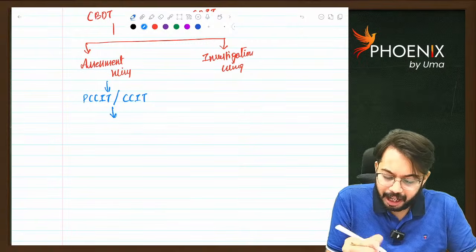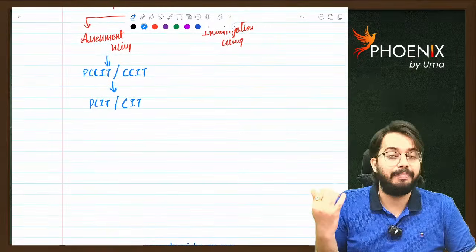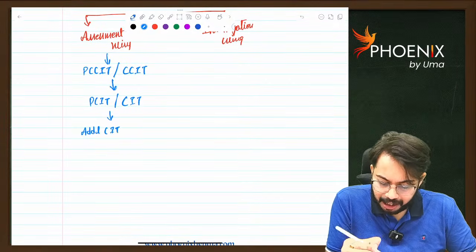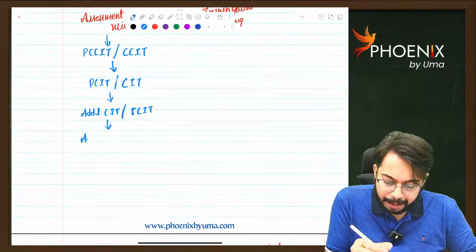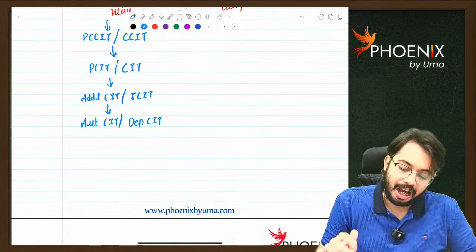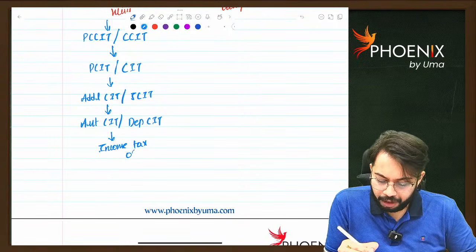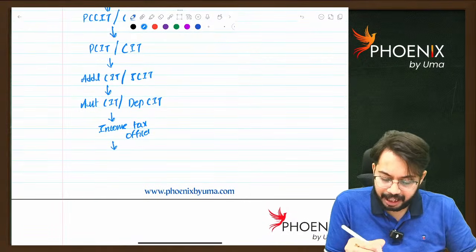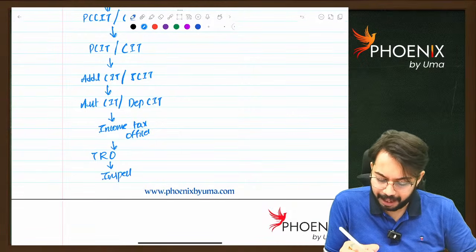Next, under them, there will be Principal Commissioner of Income Tax or Commissioner of Income Tax. Under them there will be Additional Commissioner of Income Tax, and Joint Commissioner of Income Tax, JCIT. Under them there will be Assistant Commissioner of Income Tax or Deputy Commissioner of Income Tax. Under them there will be Income Tax Officer, we call as ITO. Under them there will be Tax Recovery Officer, we call them TRO. Under them, there will be Inspector of Income Tax.